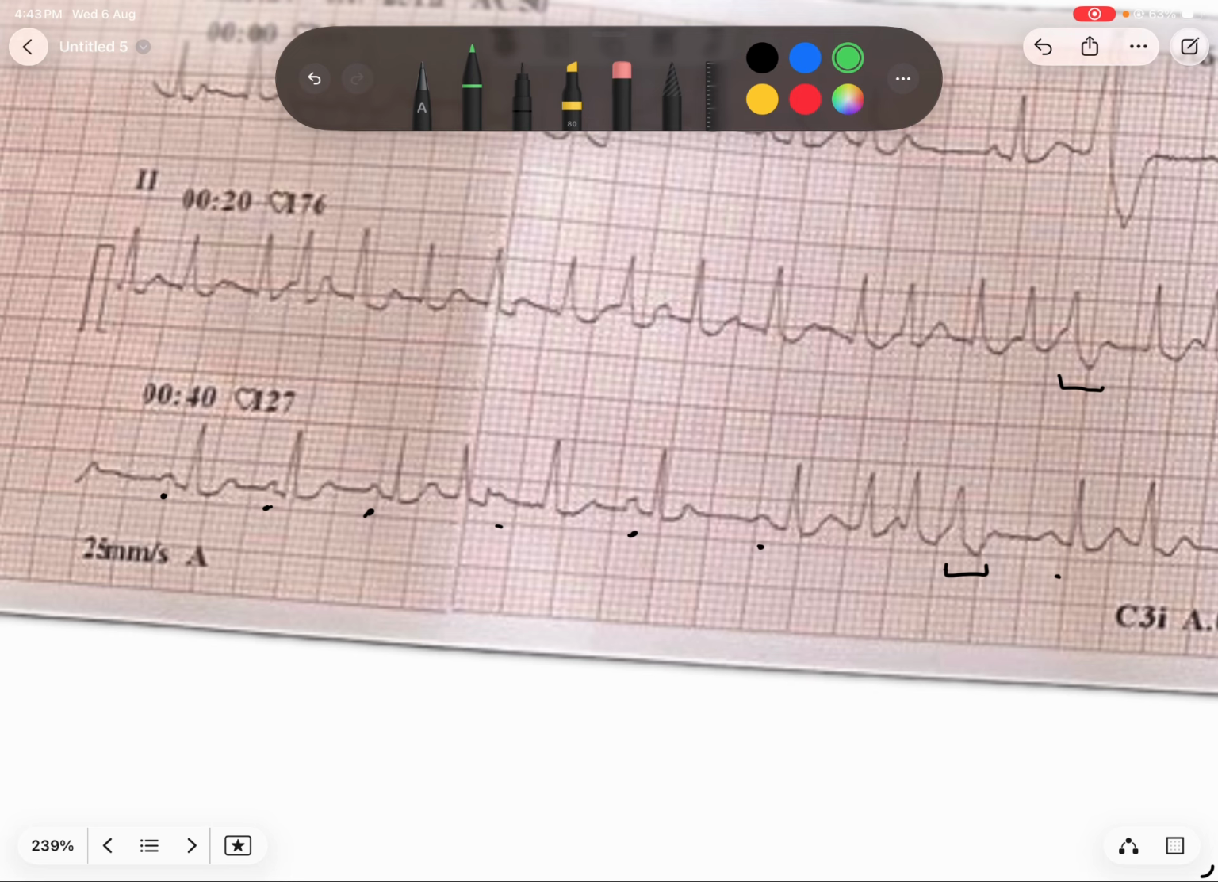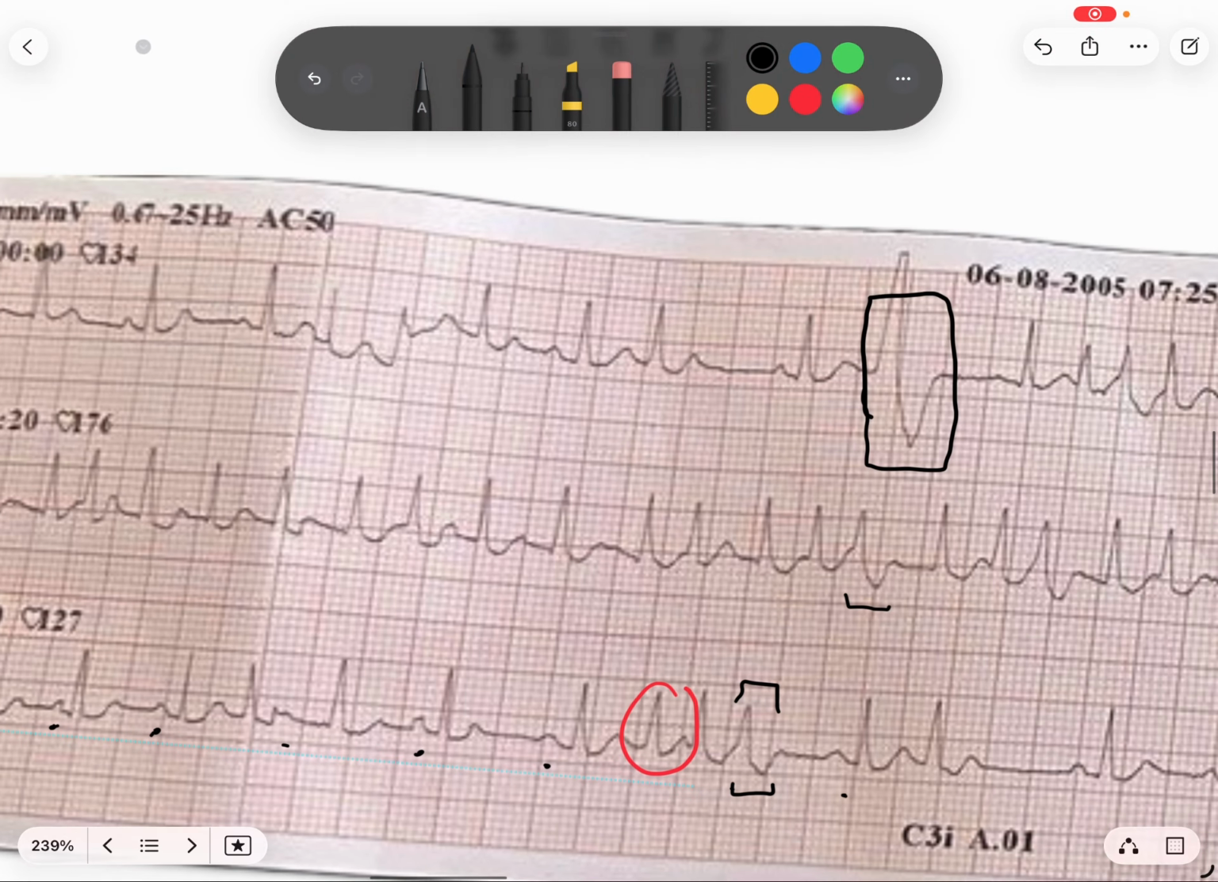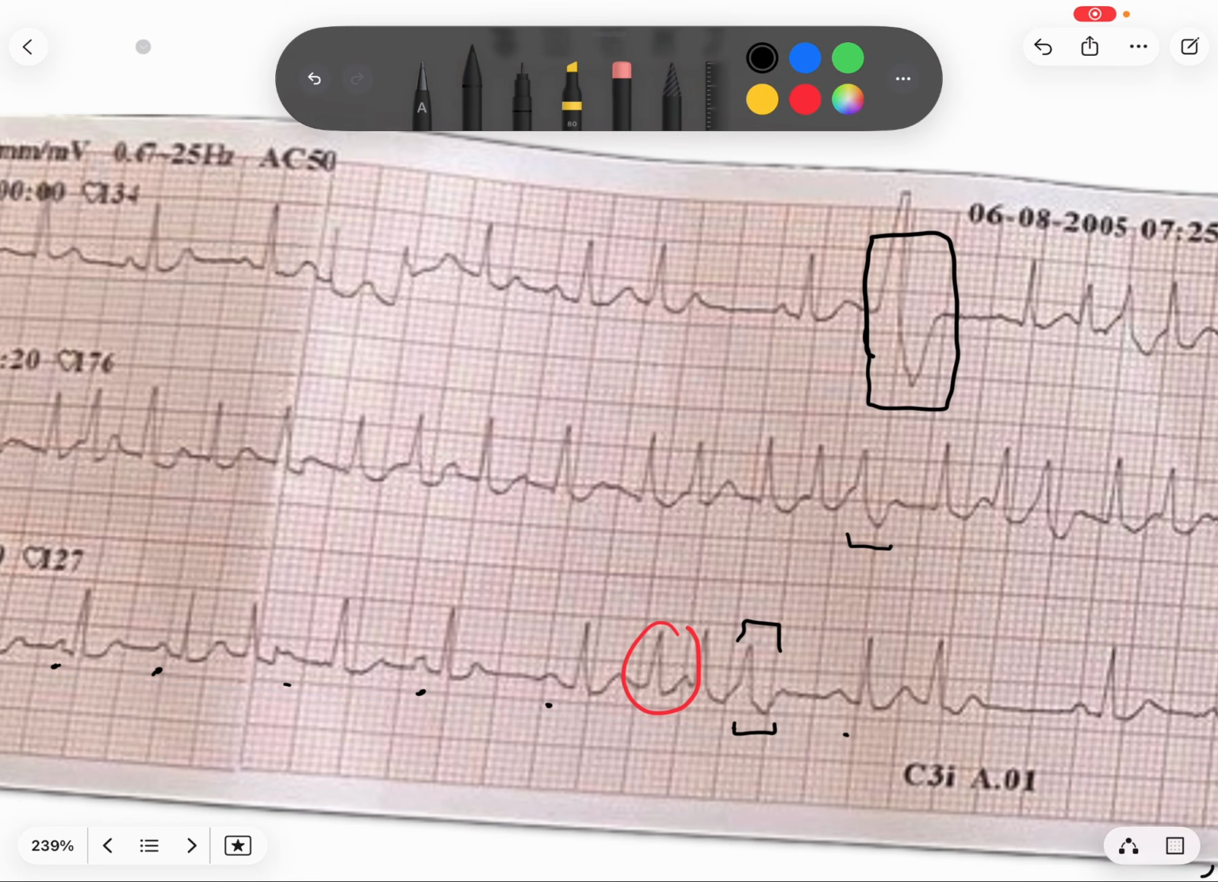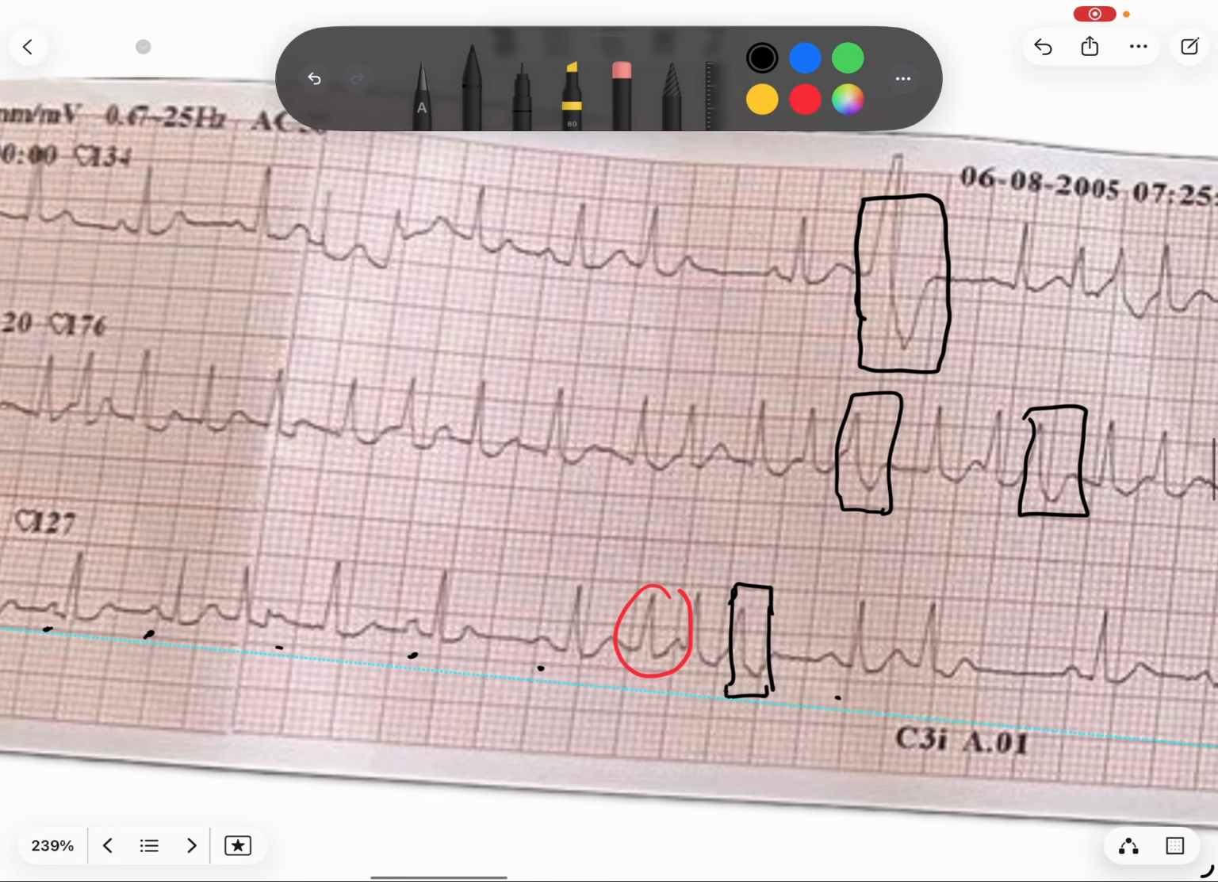This is more obvious to see that the P waves are of different morphology, and there are some waves without P waves, and there are some QRS complexes that are broad complex QRS complexes. This, for example, is a broad complex QRS complex here. This also is one, this also is one, this also is. So, such broad complex QRS complexes.